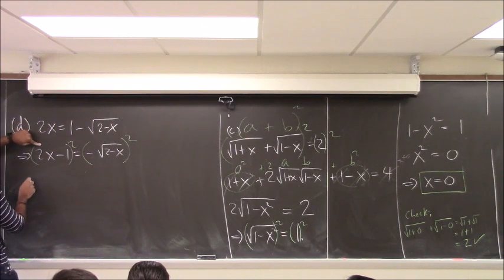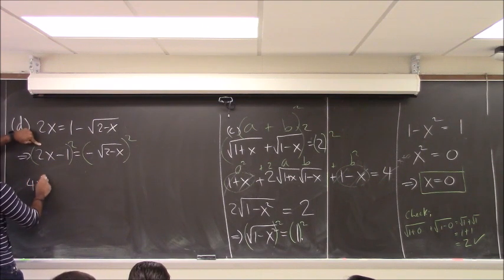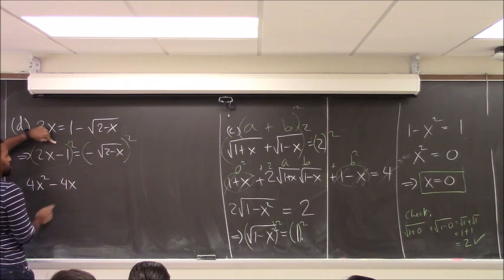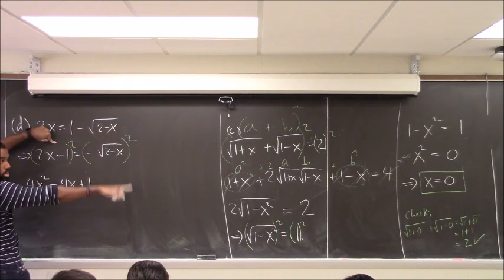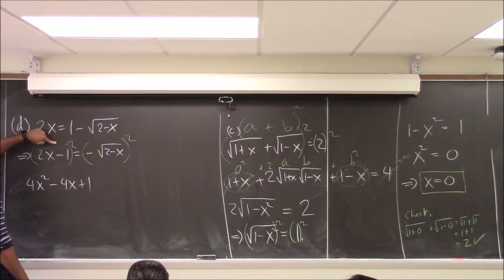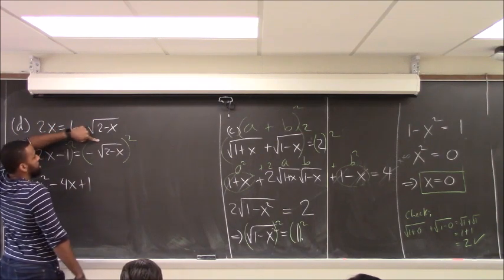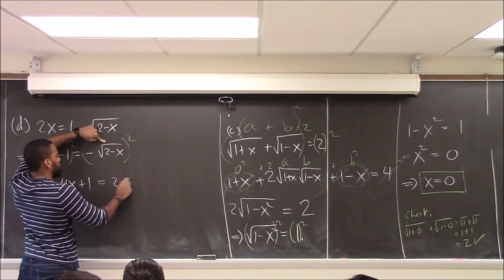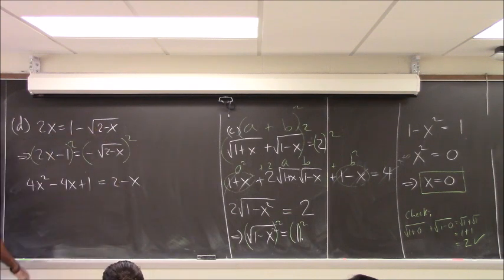What is this squared? 4x squared minus 4x plus 1, right? Using the same a plus b all squared formula. Here, the square of negative 1 is just positive 1, and the square of that is 2 minus x. So that's the situation we end with. How do we solve this?